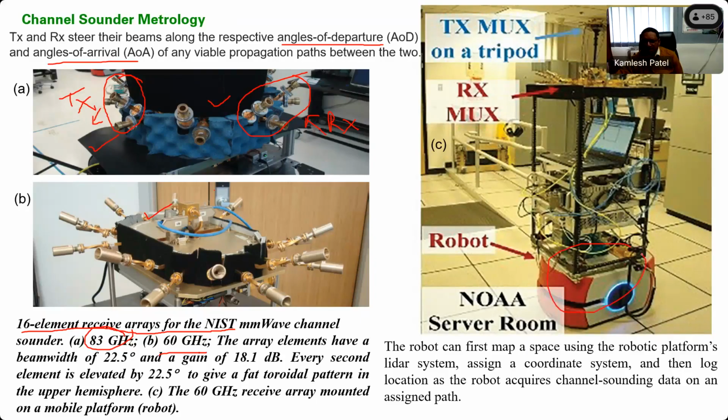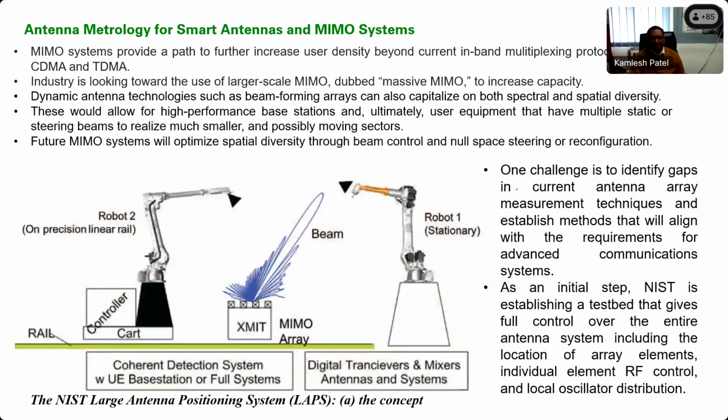In this figure you can see the channel sounder is placed on the robot, and depending on the location, this is the receiver and this is the transmitter on a tripod. It can change its position from here to there, and the effect on the received signal is measured on the receiver side. So they have made one intentionally robot, and a 16 element receive array is placed over there. By changing its location, the change in the signal strength has been measured.